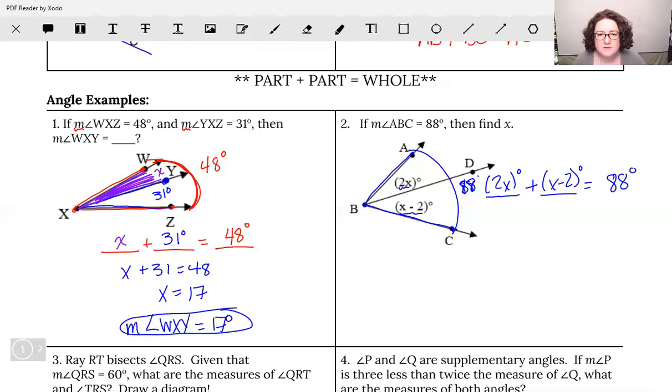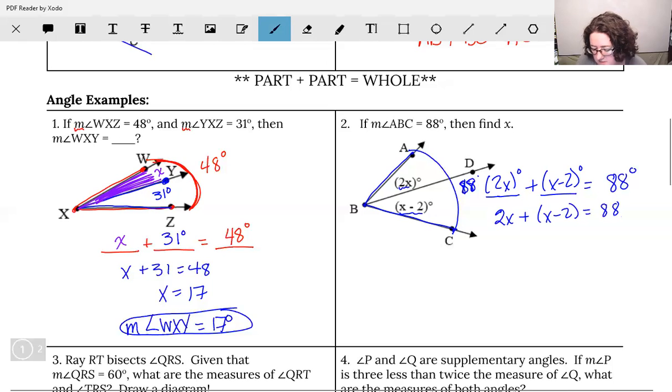Now I don't really need to write out the degrees part, so let me just write that as a normal equation. So 2x plus x minus 2 equals 88. Why do you think I put parentheses around there? I left them off of 2x because I only have one term. But x minus 2, again, going back to your algebra, we've got two different terms in there. So we need to be really careful that we keep in mind all those negative signs that we might be dealing with.